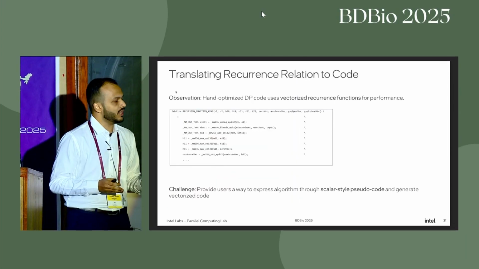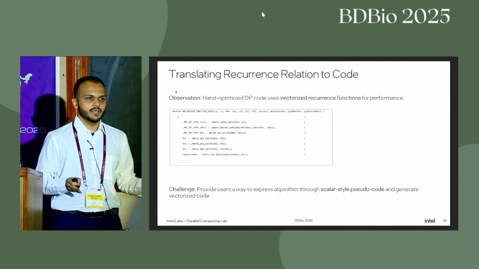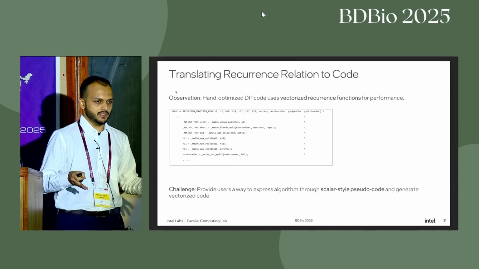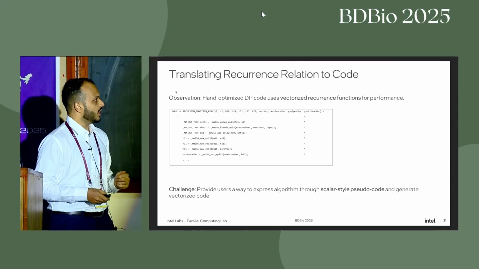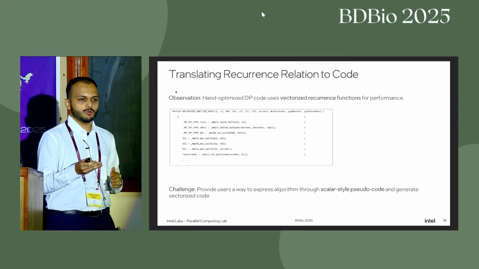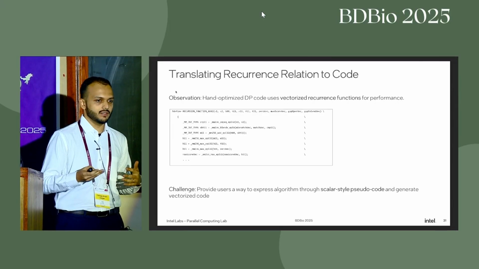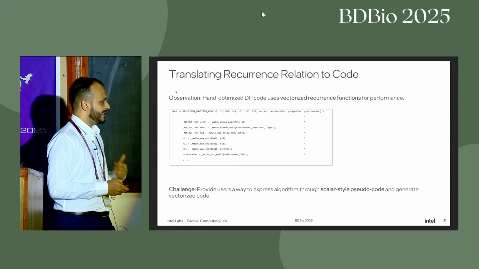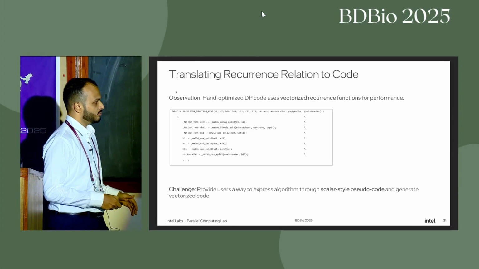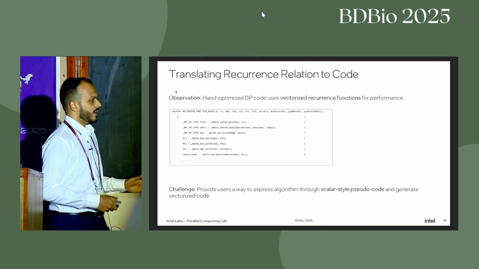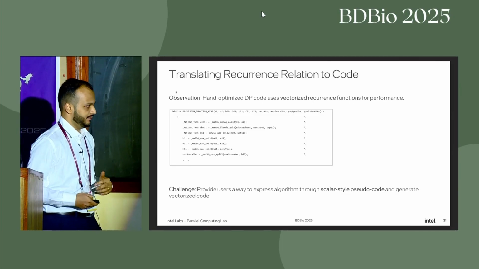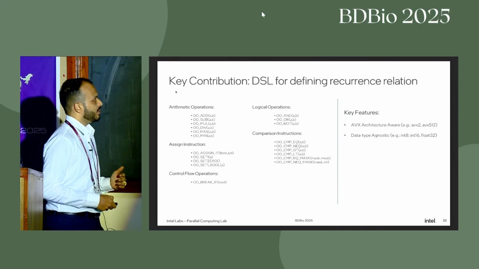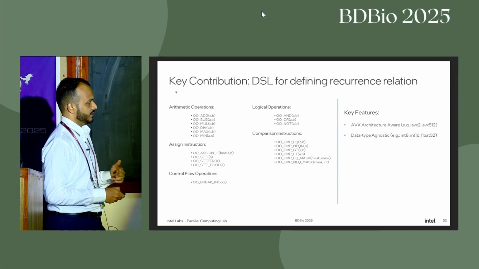What we have observed in this highly optimized code is that the main recurrence relation is generally vectorized in all the DP codes. Now we don't want the user to be overwhelmed with AVX-related techniques. We want to provide the user an easy way to express their algorithm through scalar-style pseudocode and generate the vectorized code on our end. To do that, we first came up with a DSL for defining the recurrence relation.